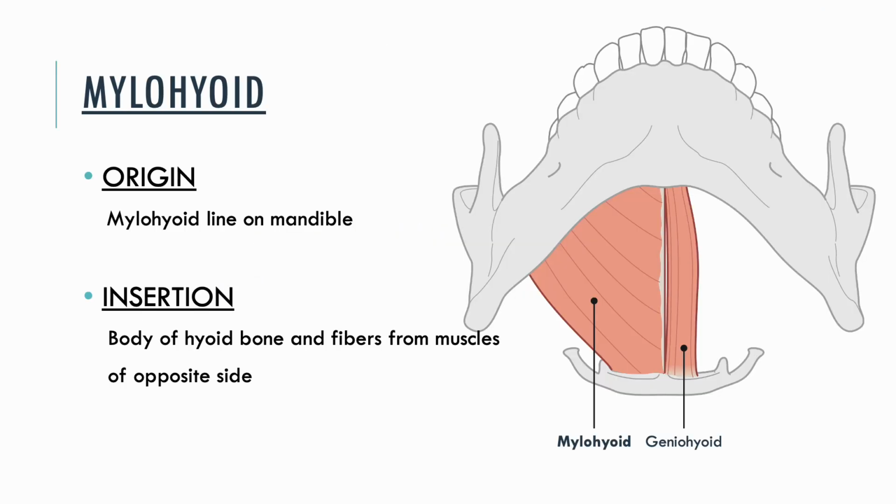Coming to the mylohyoid, it is the main muscle forming the muscular floor of the mouth. On CT scan, it appears as a thin muscle. It's not very easy to identify it separate from the tongue. This muscle basically separates the submandibular space, which lies below it, or you can say superficial to it, from the sublingual space, which lies deeper or above it.